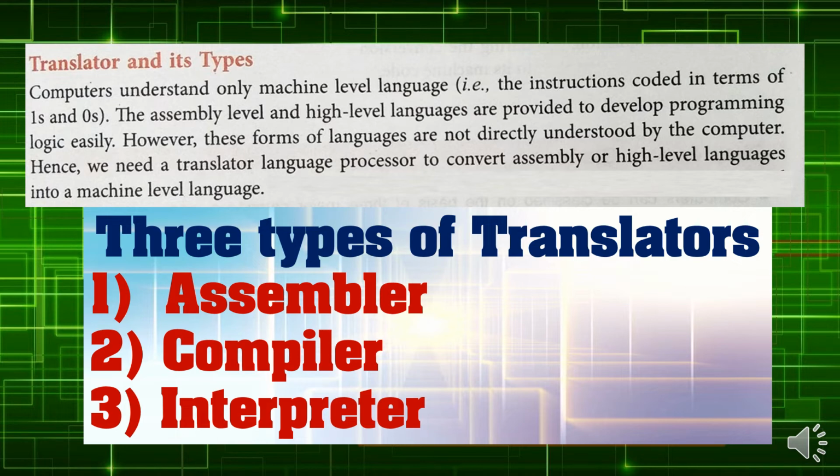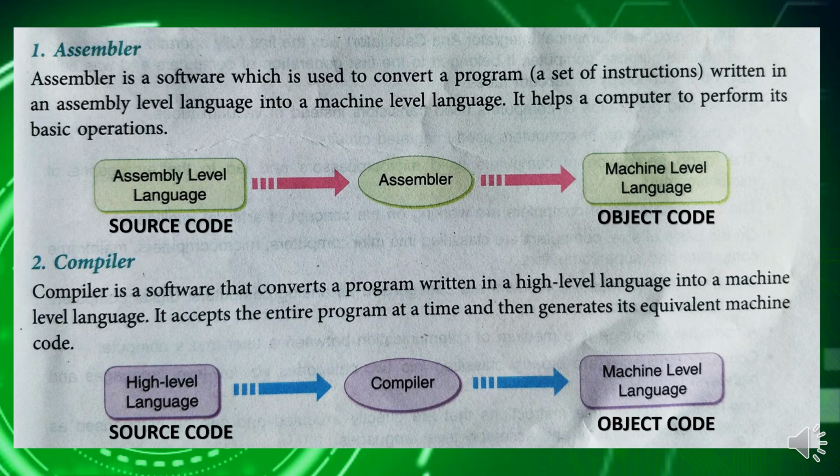So, how many types of translators are there? There are three types of translators. The first one is assembler, the second one is compiler, and the third one is interpreter. In the forthcoming slides, we will talk about all these three translators. Now, let us talk about the first translator, that is assembler.